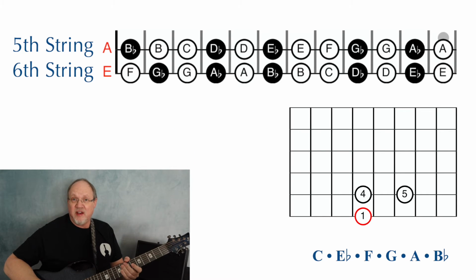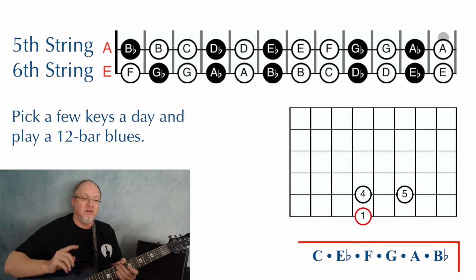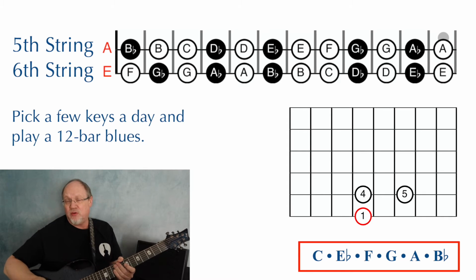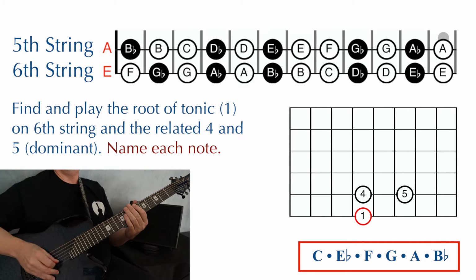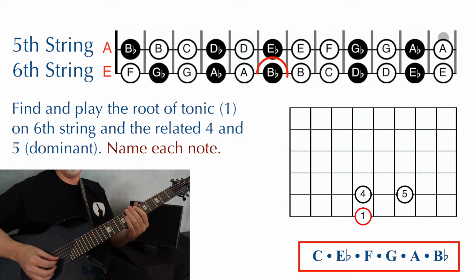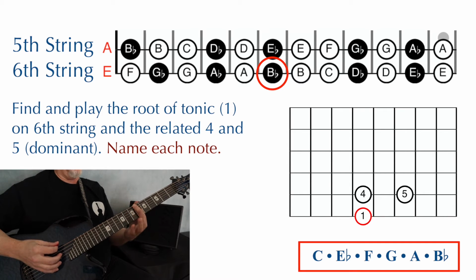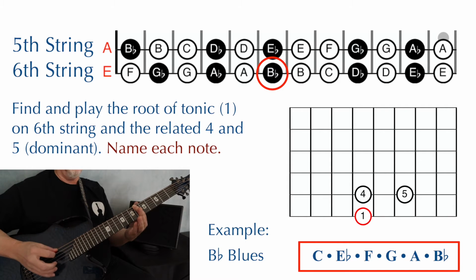Your second assignment for this module is page 97, Blues Exercise 2, and this is a playing exercise. What I'd like you to do is pick from these blues keys, pick 2 or 3 keys a day, and play standard 12-bar blues, starting with the root on the 5th string or on the 6th string. So let's say we're doing a blues in B flat, and we want to play that so the root of our 1 chord is on the 6th string.